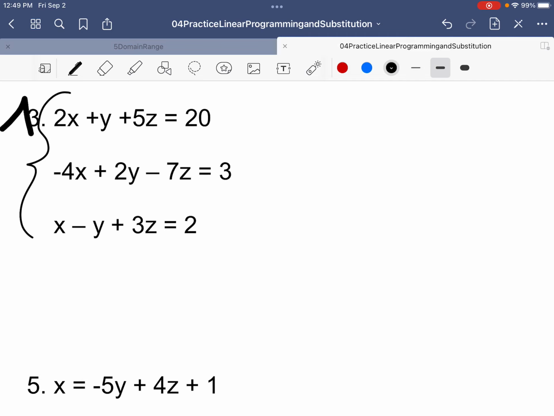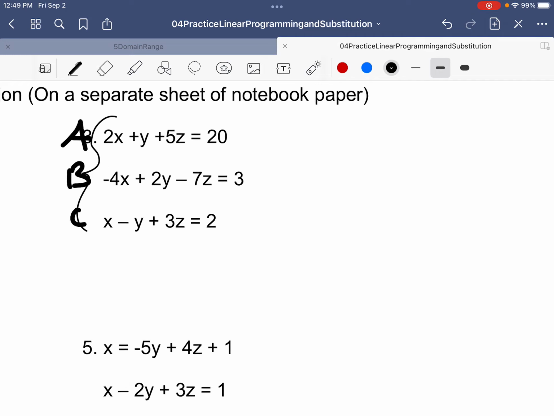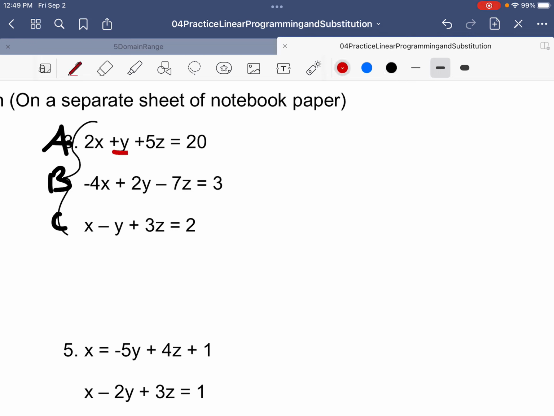The substitution method works nicely if you can solve one of the equations for a variable. Like maybe the first equation, equation A, we solve it for y, right? It's already almost solved for y. All I've got to do is subtract 2x, gives you negative 2x. Subtract 5z, gives you negative 5z. And whoops, I still have my 20 out there.